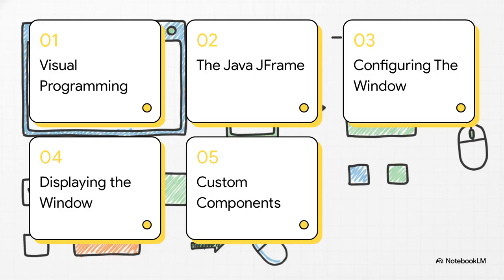Here is our exact blueprint for today's build. 1. Welcome to visual programming. 2. The foundation, which is the Java frame. 3. Configuring your empty window. 4. Displaying the window. And finally, 5. Adding custom components. So, let's start building.